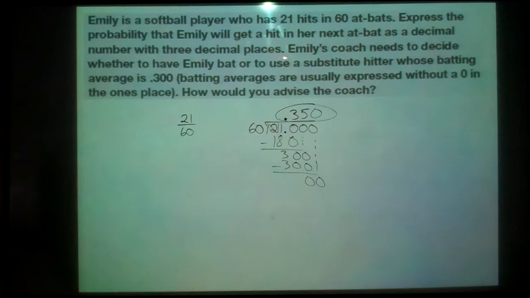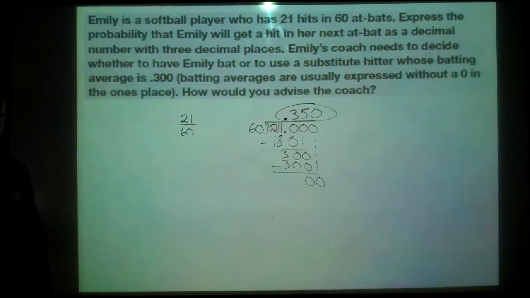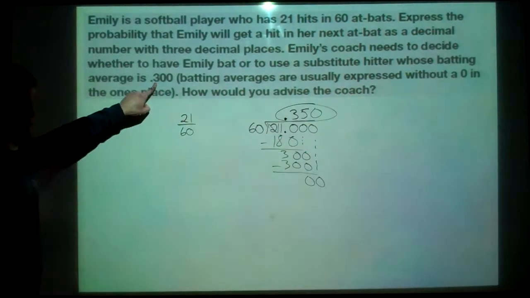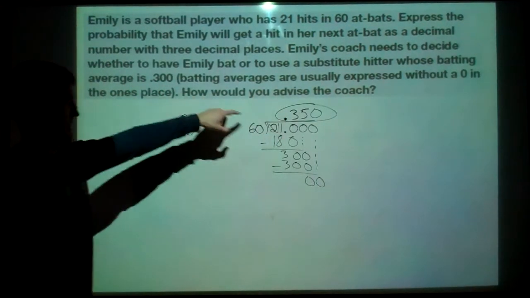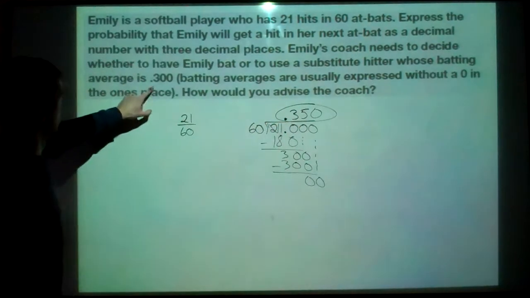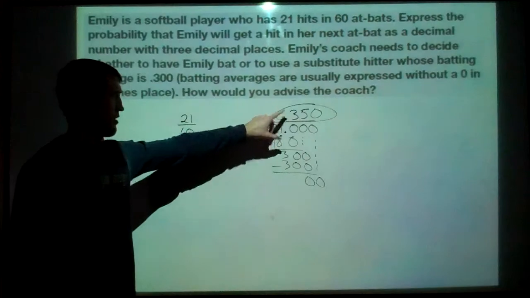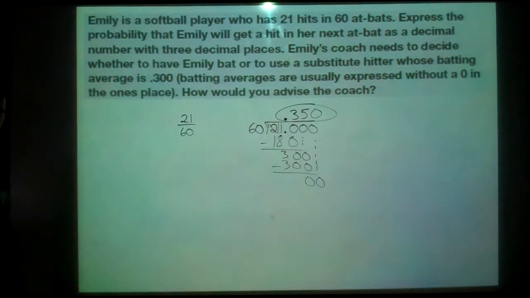Alright, we found her average, and now Emily's coach needs to decide whether to have Emily bat or to use a substitute hitter whose batting average is 300. Alright, and how would we advise the coach? Well, I think we'd rather have somebody up to bat that's a 350 hitter as opposed to a 300 hitter. And once again, this is actually 35 hundredths. This is 3/10ths. Either way, this number is bigger. So we want Emily to bat because she has the higher average.